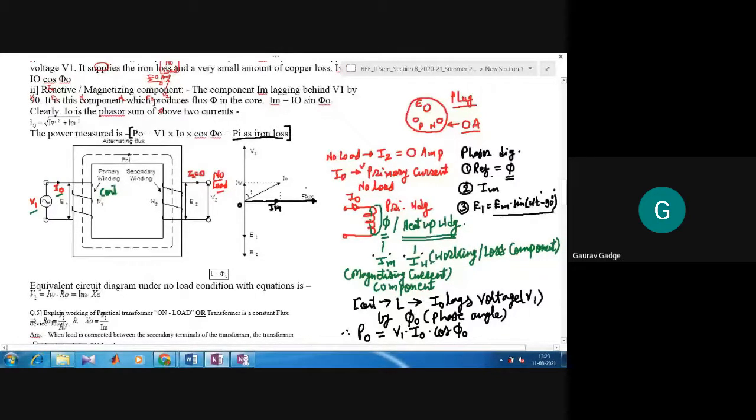So it is lagging, which means E1 and E2 must be plotted with a phase shift of minus 90. And how do you represent lag minus 90? You will write lag.